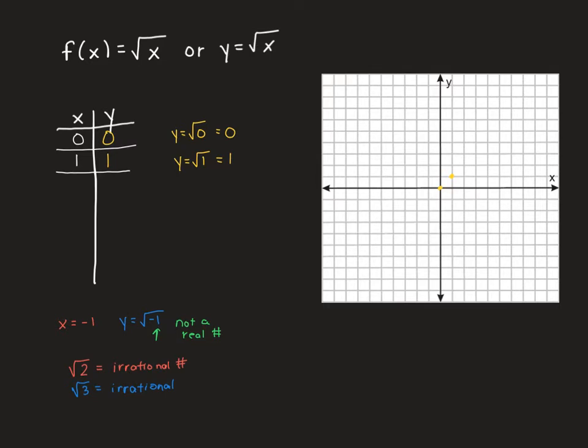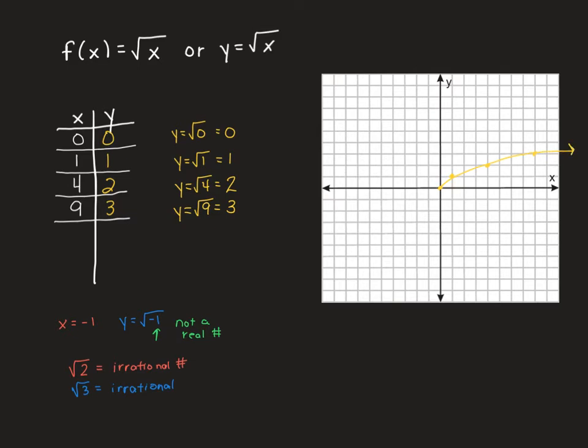So the next number that's a perfect square is 4, and we can take the square root of 4 to get our y value, which is 2. So we have a point at 4, 2. And then after that, the next perfect square would be 9. And we can take the square root of 9 and get a nice whole number, and that would be 3. So we have a point at 9, 3. And then we're going to run out of room on our coordinate plane, so I'm just going to choose those 4 values. We can plot those, and that is what our square root function looks like.